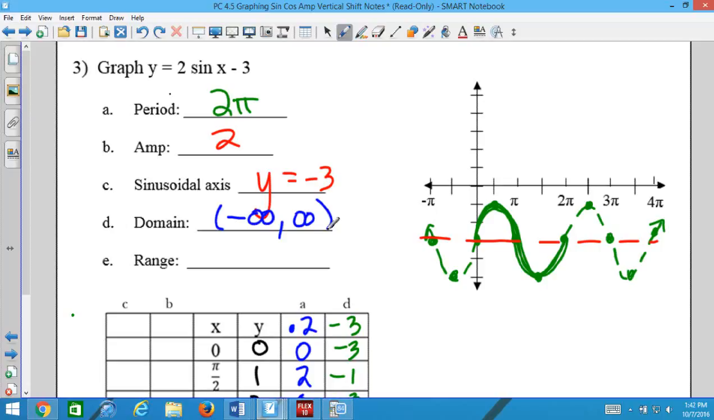Range is the y values. What's the lowest y value? -5. And is it equal to -5? It is. So it is a bracket. Excellent. And then it goes all the way up to what number? And it goes continuously through those. It doesn't just jump. So then we can say it is an interval.